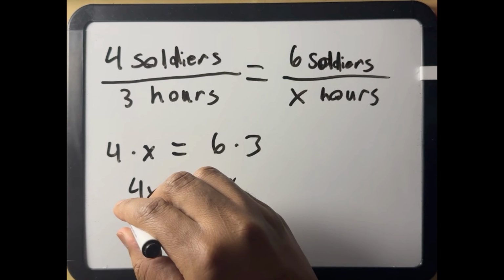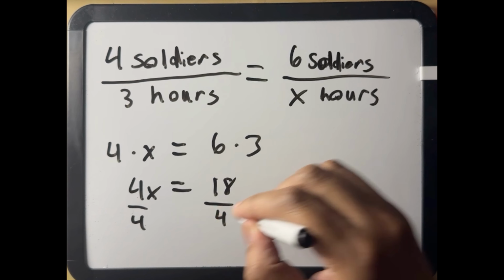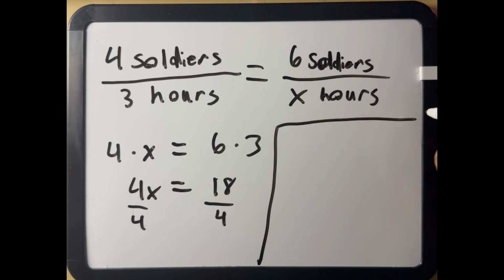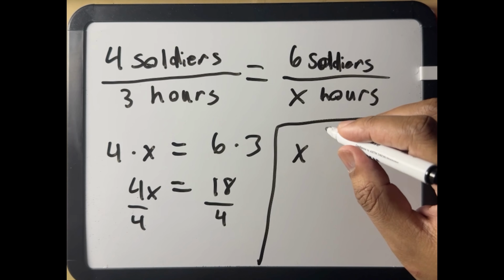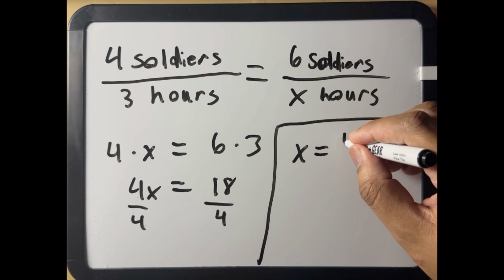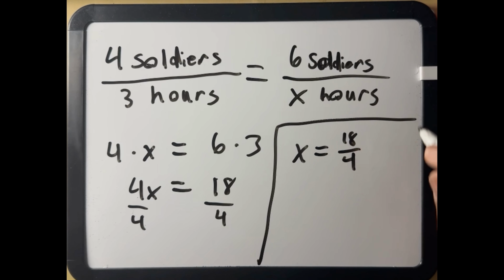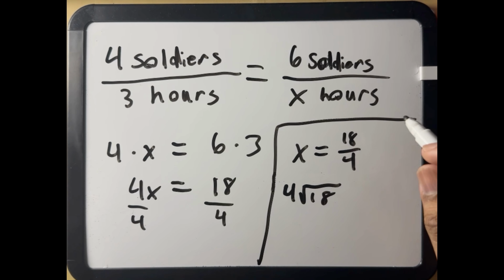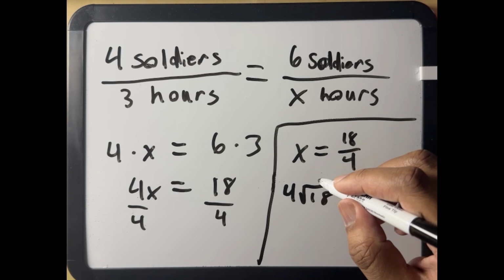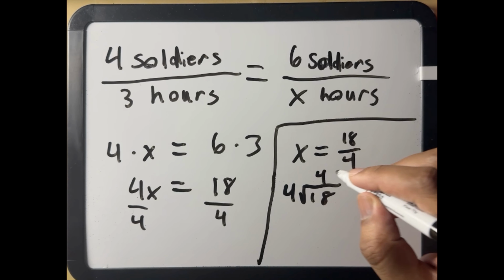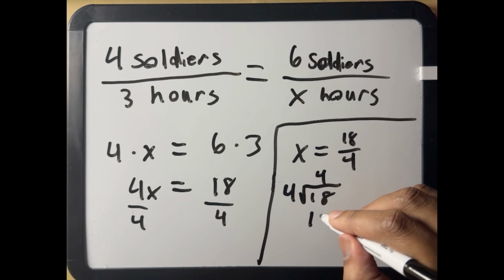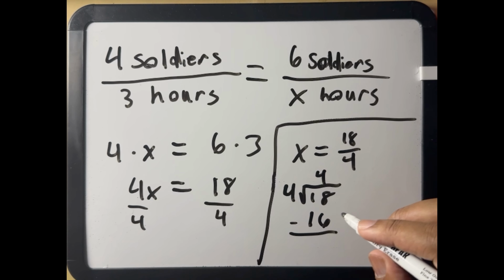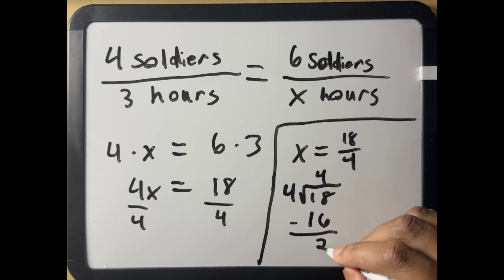Now we must divide both sides by 4 and we get x equals 18 over 4. Now, we can simplify this fraction or we just divide. An easy way is just to divide. We set this up as 4 into 18. 4 goes in 18 4 times. 4 times 4 is 16. 18 minus 16 is 2.